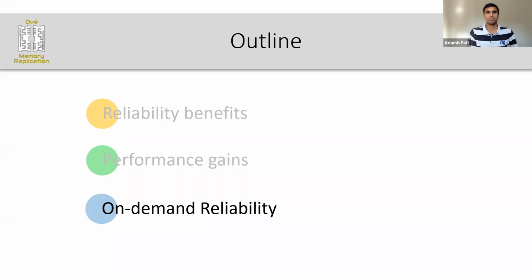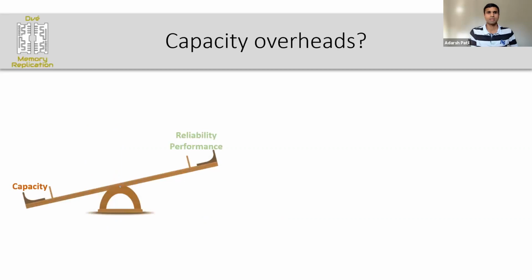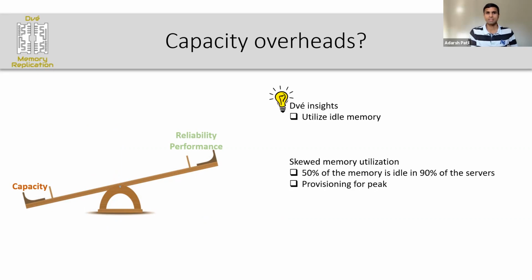Finally, we explain how DWAY provides the reliability and performance benefits on demand. The natural question that arises here from DWAY's replication scheme is that of the 2x capacity overhead to provide these reliability and performance benefits. This is as opposed to the 25% that is incurred by today's state-of-the-art DDR5 reliability schemes. The third insight that DWAY brings to solve the capacity overheads issue is that we can opportunistically use the idle or underutilized memory that is already provisioned in the system.